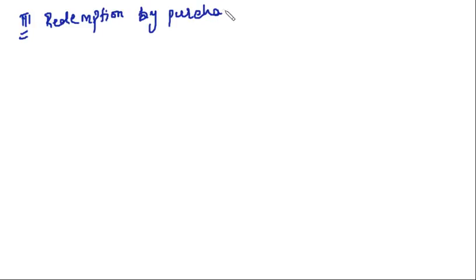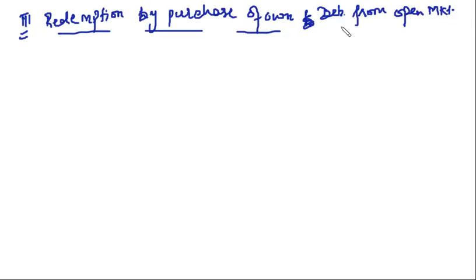Now, in this lecture, we are going to start with the third method, redemption by purchase of own debentures from open market. So this is one important aspect where we are going to discuss the redemption by purchase of own debentures from open market.